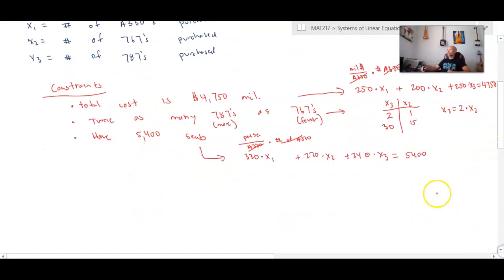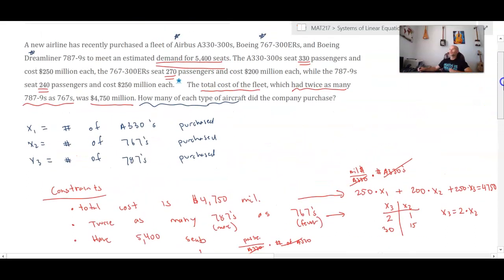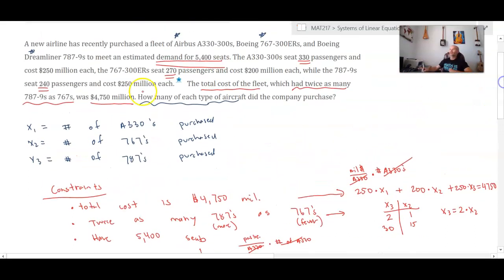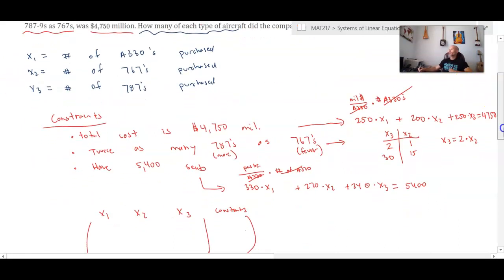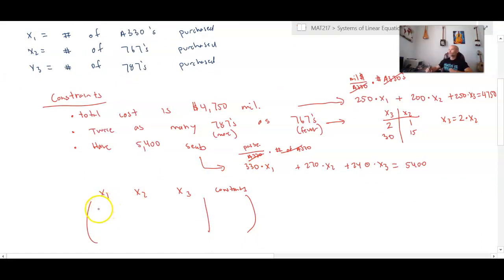Okay, so we pretty much got our setup here. In the first equation, if I start creating my matrix, x1, x2, x3 are my variables, then I'll have that followed by constants to get this set up into an augmented matrix. The coefficients of x1, x2, x3 are 250, 200, and 250. Let's just double check on that. Those are the costs in millions of dollars, 250, 200, 250. And we want that total to be 4,750 million.